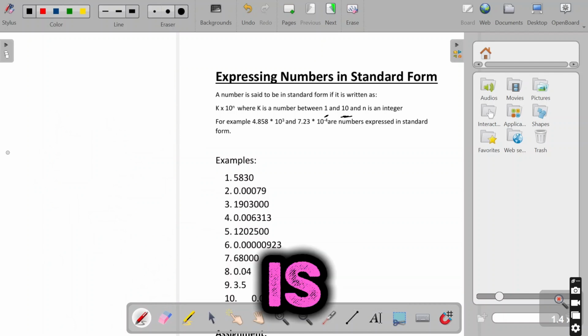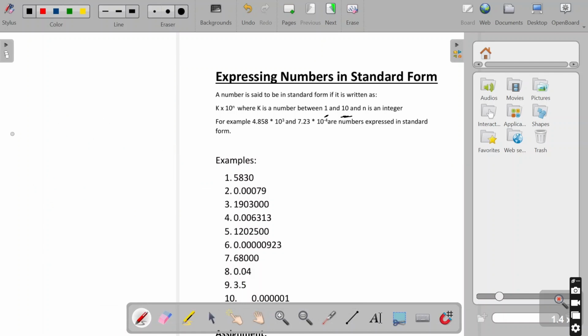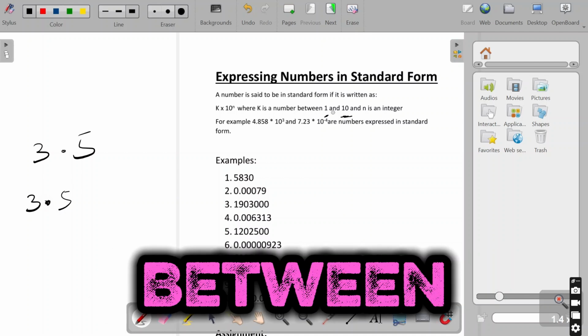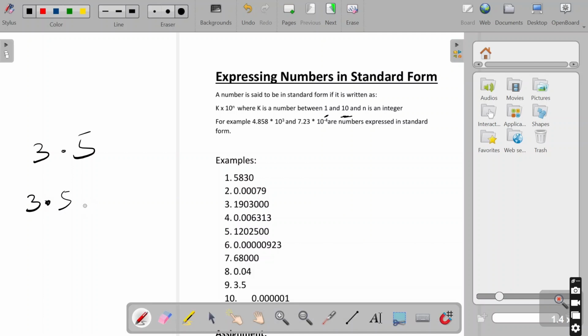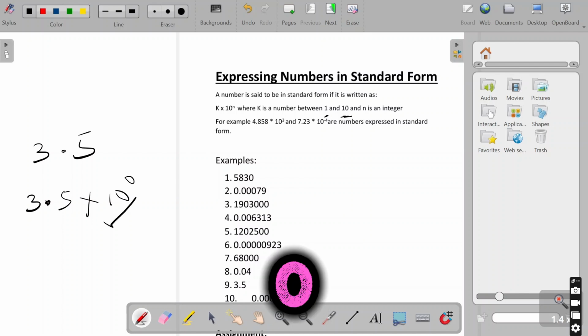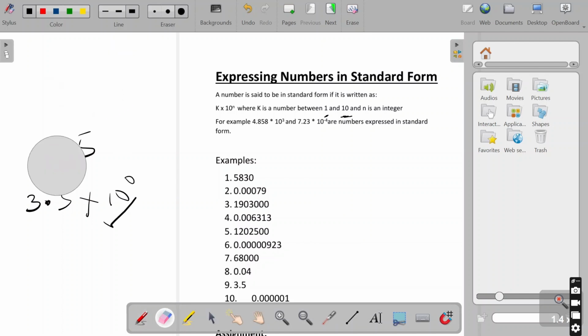The next question is 3.5 in standard form. So what would this be? How many times are we going to move the decimal point? Are we moving to the left or to the right? 3.5 is already in standard form. So the answer is 3.5 because it's already in standard form. According to the rule, k must be a number between 1 and 10. 3.5 is a number between 1 and 10. 3.5 times 10 raised to power 0. And don't forget that in indices, any number raised to power 0 is what? 1. So the answer is 3.5 times 10 raised to power 0.